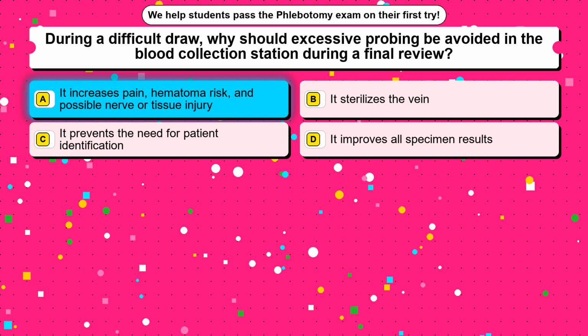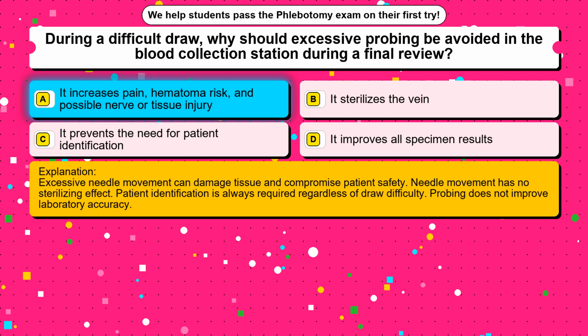The correct answer is option A. It increases pain, hematoma risk, and possible nerve or tissue injury. Excessive needle movement can damage tissue and compromise patient safety. Needle movement has no sterilizing effect. Patient identification is always required regardless of draw difficulty. Probing does not improve laboratory accuracy.